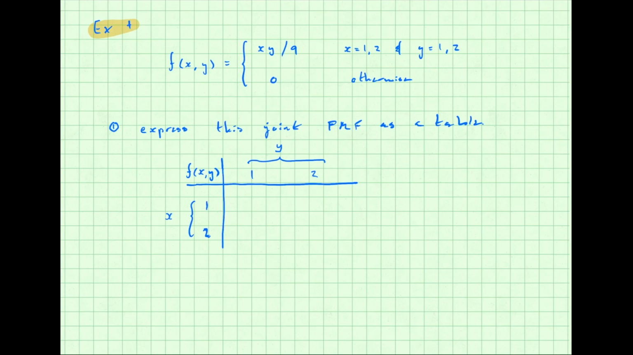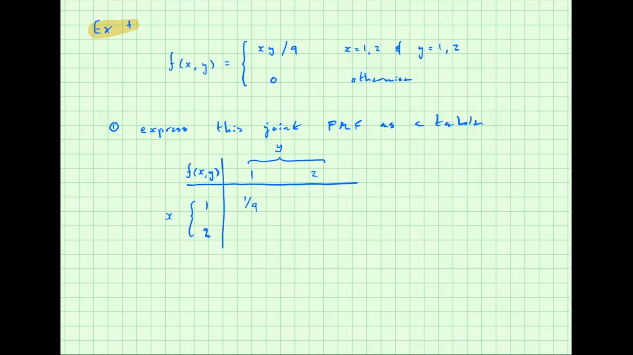And so what is the probability? The values of f are what you fill in these little spots here. So if little x is 1 and little y is 1, what is f of x, y? We go up to this equation and evaluate it at x equals y equals 1, and that's a 9th.